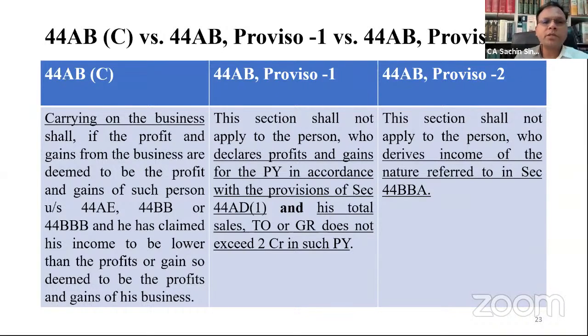So if you don't declare your profit as per 44AD(1), then it doesn't mean that you have to get your accounts audited. For this, you have to go for 44AD clause 4 and then come to 44AB clause (e).